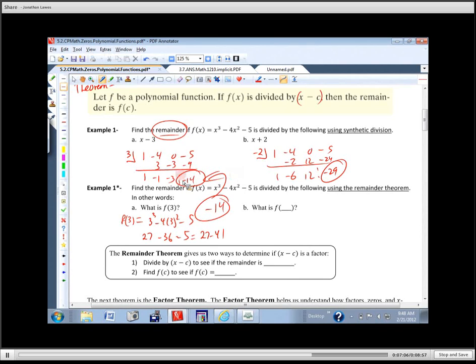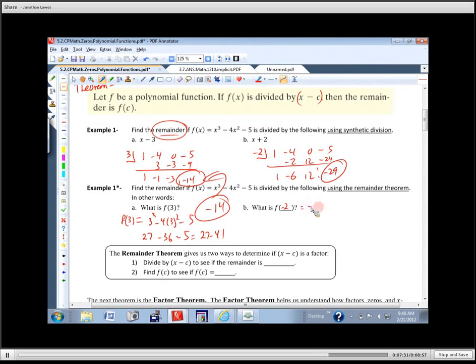So you can figure out the remainder not by doing synthetic division, although that's one way to do it. You can also do it by just plugging that value into the function. So if we were doing this one right here, what would we plug into the function? We'd plug in negative 2. So let's see what f of negative 2 is. What had it better be if this mathematical rule that's been proven to be true actually works? Better be negative 29. Okay?